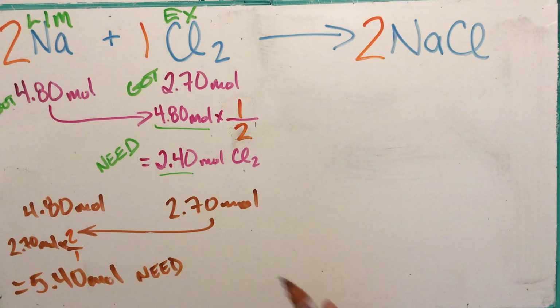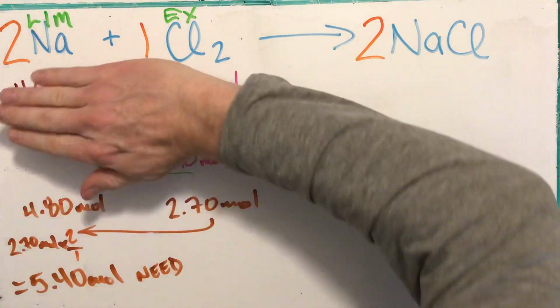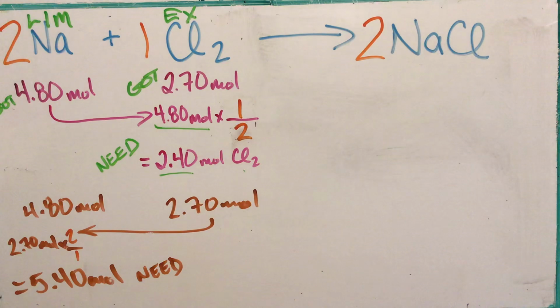So now look at it this way. To answer this question, you're either doing the pink or the brown. Both ways will give you the way to do it. What I said here in the brown work, 2.7 moles of chlorine gas, if it all gets used up, I'll need 5.4 moles of sodium. I only have 4.8. I don't have enough sodium.